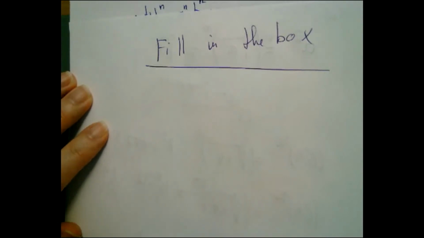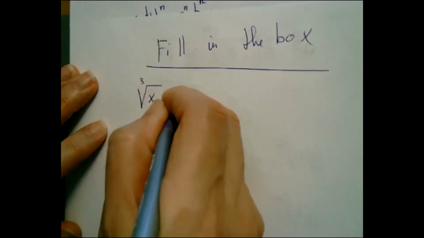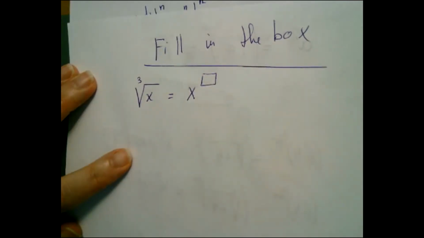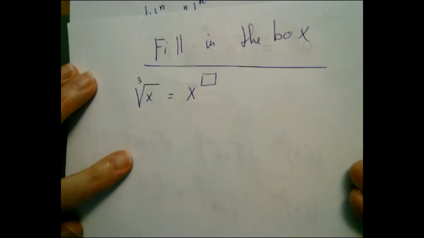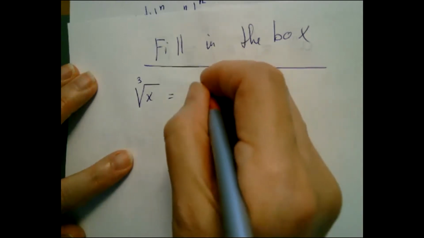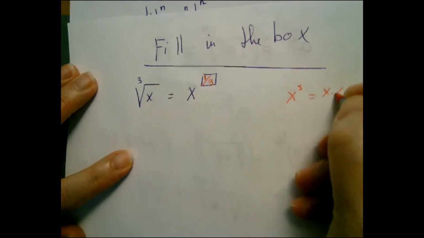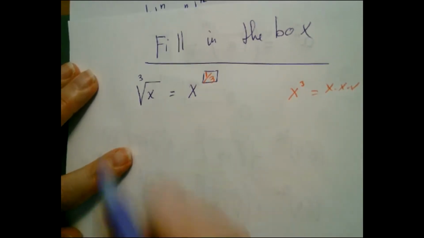Suppose I tell you the first simple one: cubic root of x equals x to the power of a box. My question is, what should go in the box? Quickly, I want answers on chat. Be very careful. No, it's 1/3, because x cubed is x times x times x. That's not the cubic root of x. The cubic root of x is x to the power 1/3. That's how I'm expecting you to practice those problems.